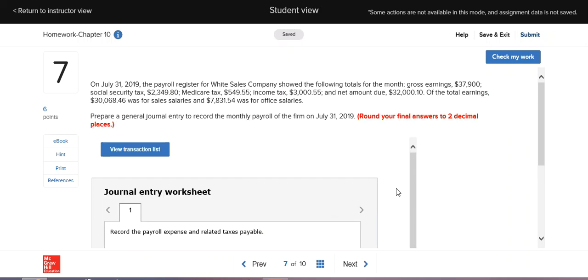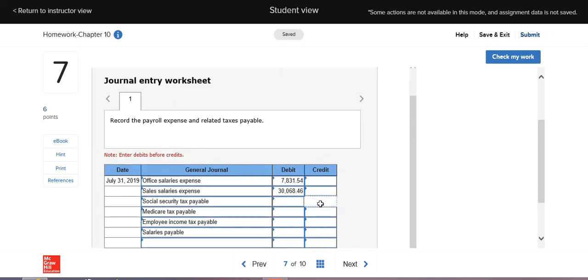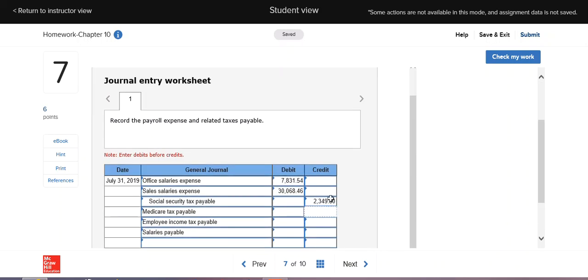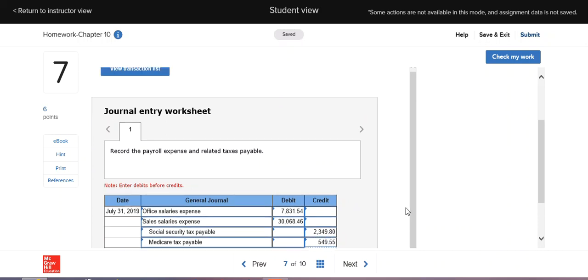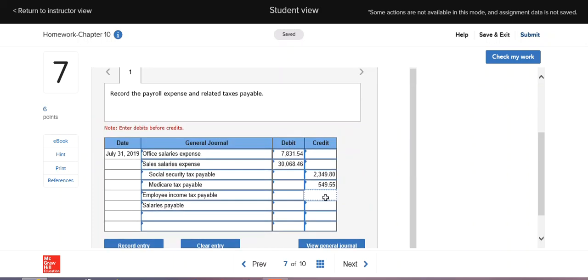Now we're going to put on all these payable amounts. So Social Security was $2,349.80. Medicare, $549.55. Income tax payable, $3,000.55. And then we've got salaries payable. So we've got to figure that out.